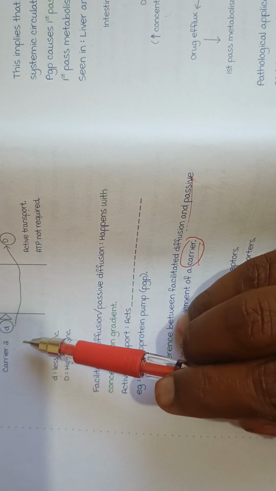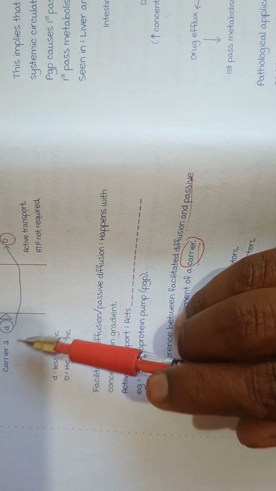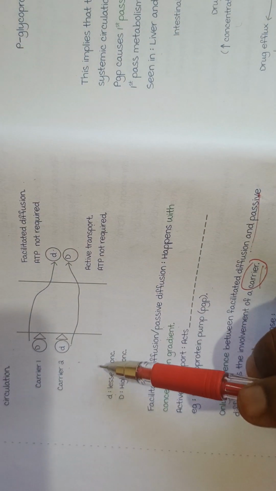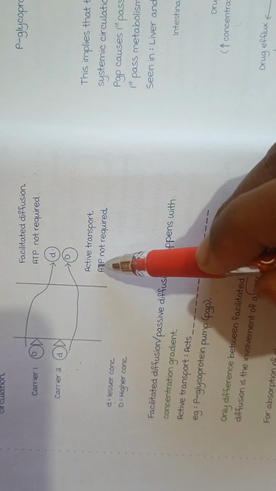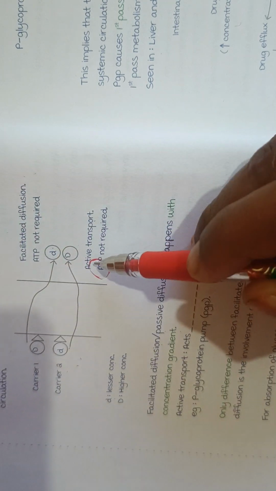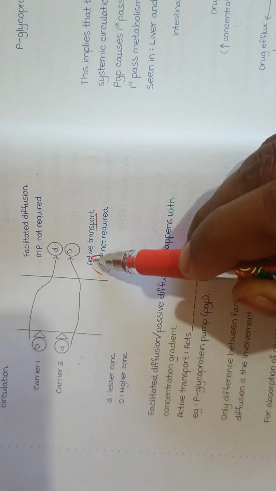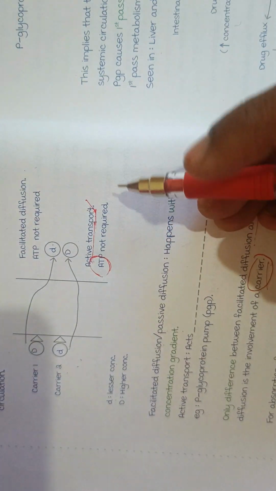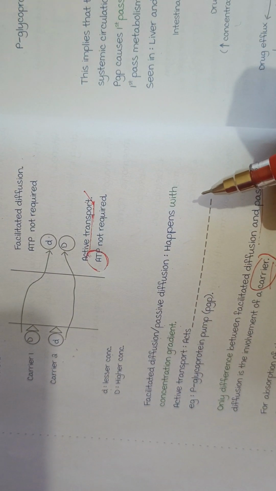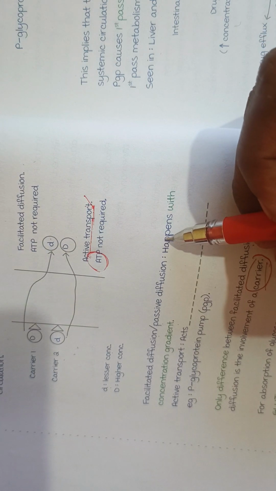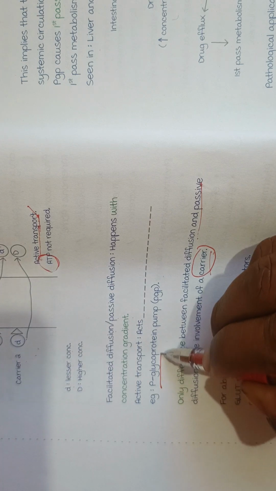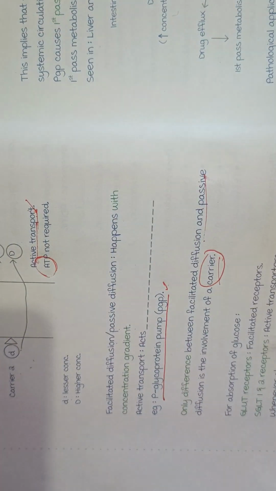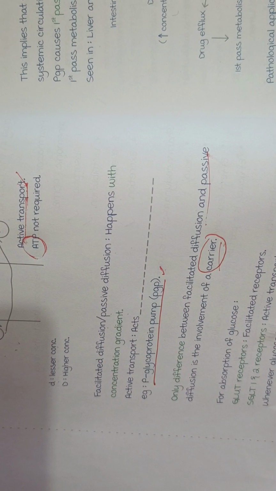To move from the lower concentration to the higher concentration, it needs ATP, right? So we call that active transport. Now what are the examples of this active transport? We'll be discussing in detail in this video itself. The example is the P-glycoprotein pump. We'll be discussing that.